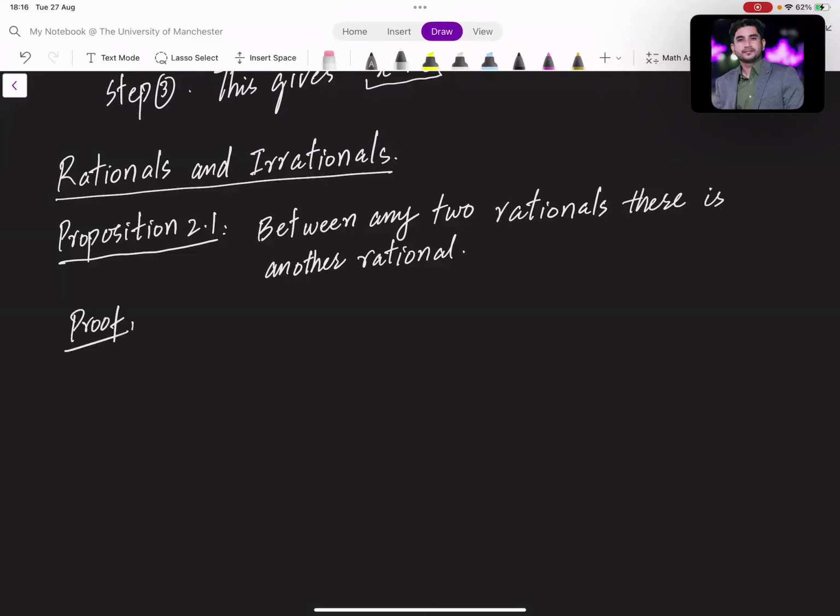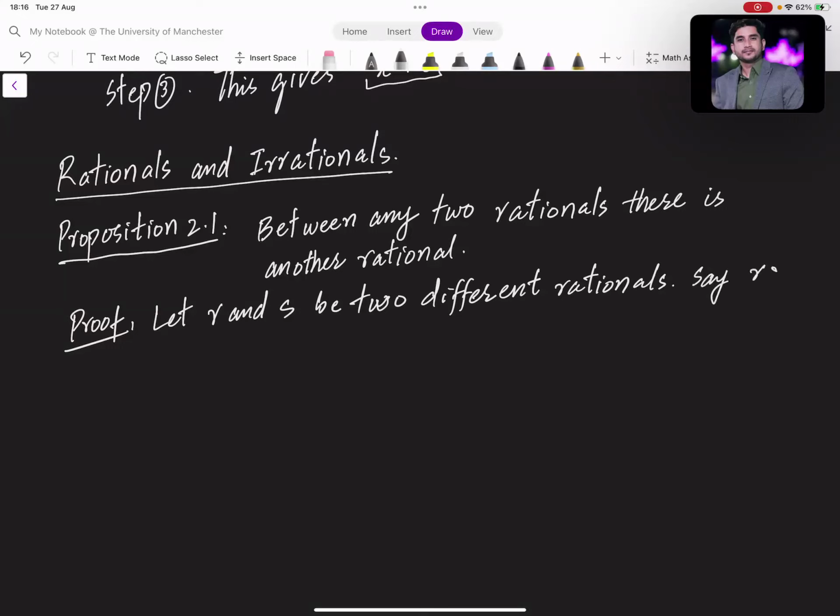The proof, we say that let R and S be two different rationals. We say R is the larger. So say R is greater than S.